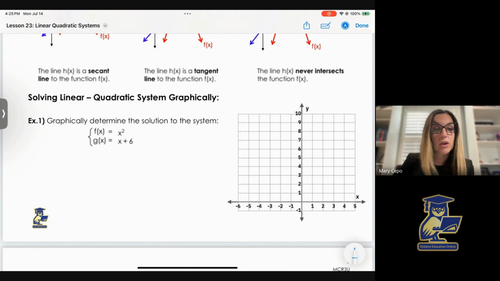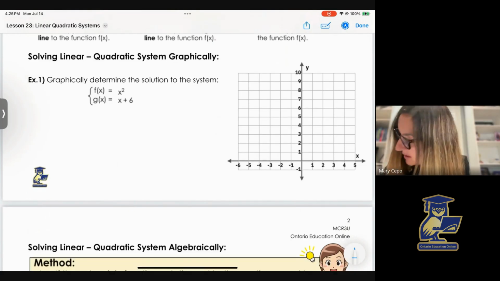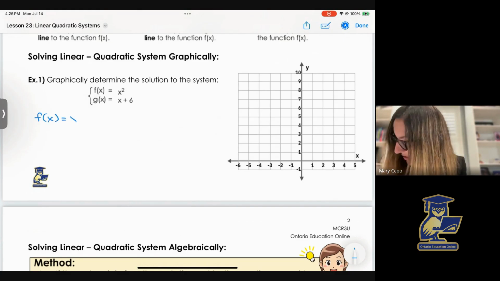In example one, we're going to graphically determine the solution to the system. So we want to see with our linear system, will we have two solutions? That means the linear function would be a secant line to the quadratic function. Or will we have one solution, where your linear function will be the tangent line to the quadratic function, or no solutions? That means the linear function never crosses the quadratic function. So let's start by bringing back our graphing skills. We're going to graph them both and see where they cross and how many times they cross, if at all.